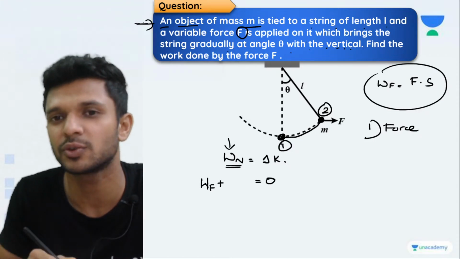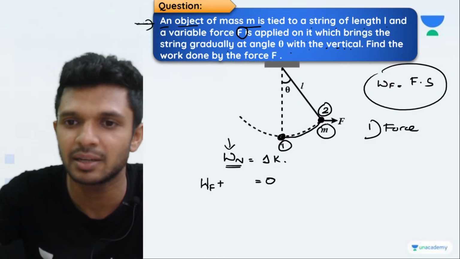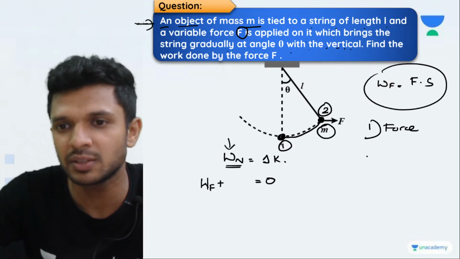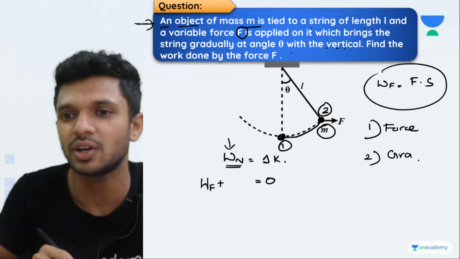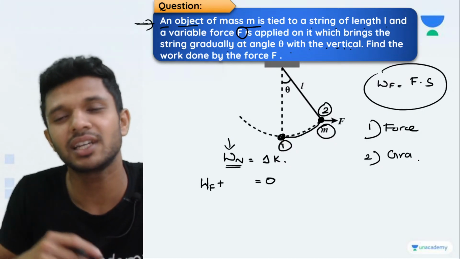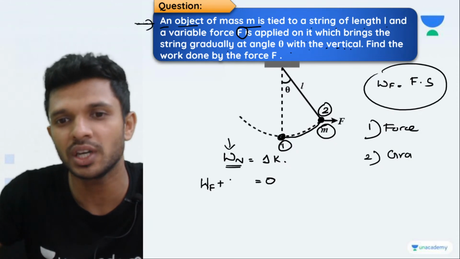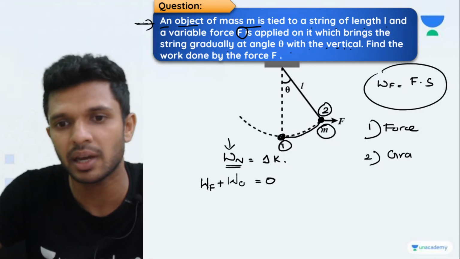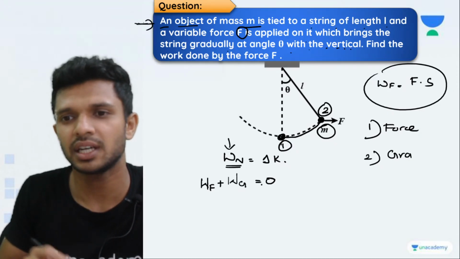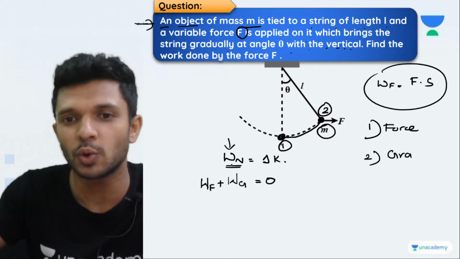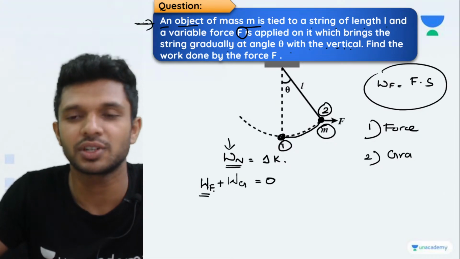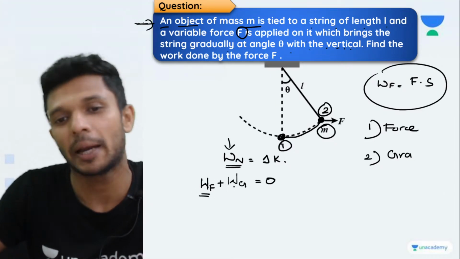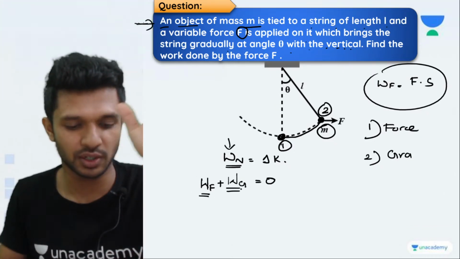Is there any other force? Whenever there is a mass, there will always be a force on it, the gravitational force. Would it also be doing a work? Yes, work done by gravitation, right? Is there any other force? No. So the total work done will constitute the work done by the external force plus the work done by gravitation equal to 0.